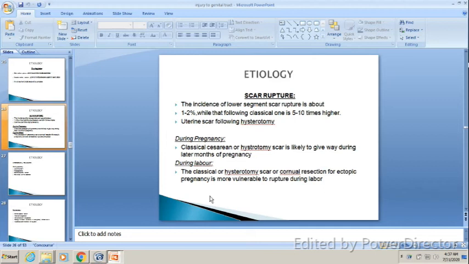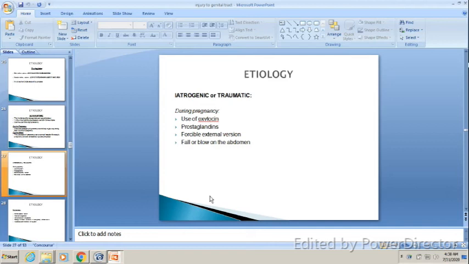So in these patients, we usually do elective cesarean section at around 37 to 38 weeks. In case of classical scar, you used to do cesarean at 36 weeks of pregnancy, because they have very high chances of a silent rupture in the last month of pregnancy. During labor, the classical hysterotomy scar or cornual resection for ectopic pregnancy is more vulnerable to rupture, as I told you. Or iatrogenic or traumatic. Use of oxytocin does not cause rupture, but use of uncontrolled, unmonitored oxytocin causes rupture.